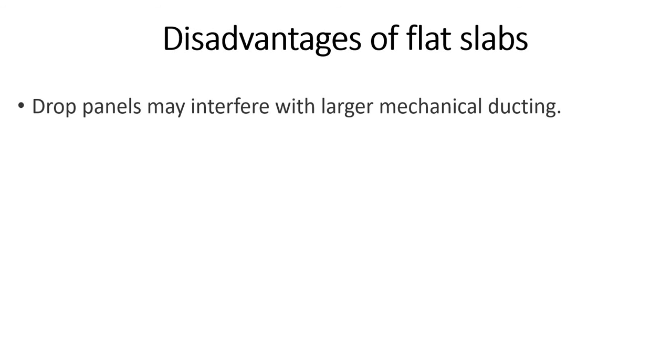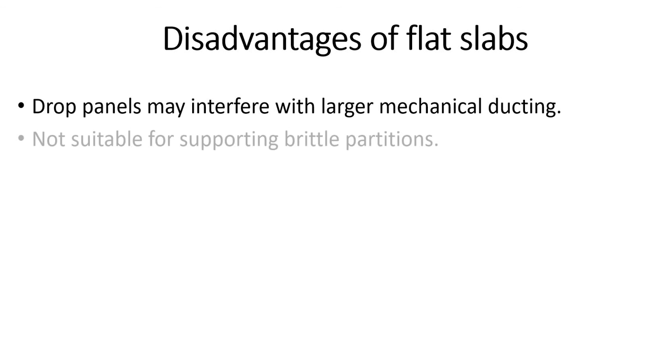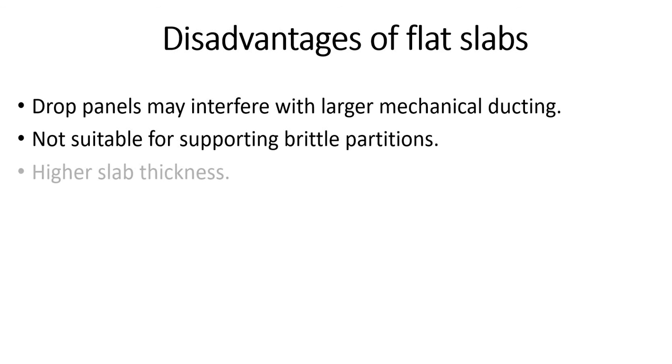The next is your disadvantages. If we look at the disadvantages of the flat slabs, there are drop panels. So drop panels may interfere with the larger mechanical ductings. This is one important disadvantage. The other one is it is not suitable for supporting brittle partitions.